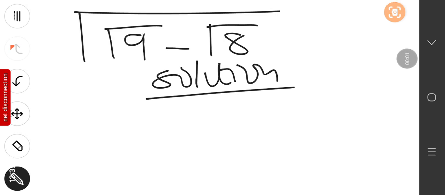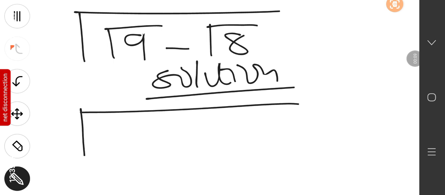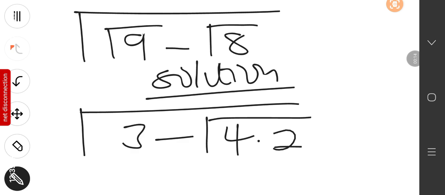This type of question is called nested radicals. All right, so we are going to have the square root of, now the square root of 9 is 3 minus, now 8 is the same as 4 times 2.